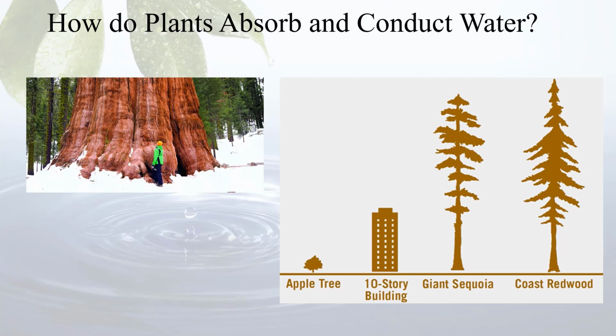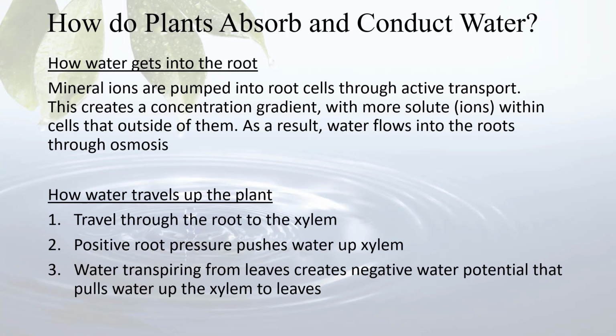So we can look at the process of getting water into the plant and moving through the plant as actually two processes, right? The first is, how does water get into the root? And then the second is, once it's in the root, how does it travel up the plant? So to get into the root, it's going to use that process of osmosis, right?